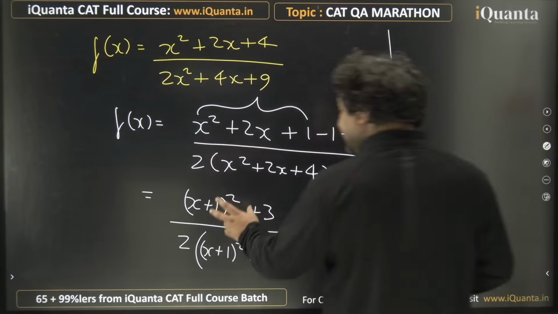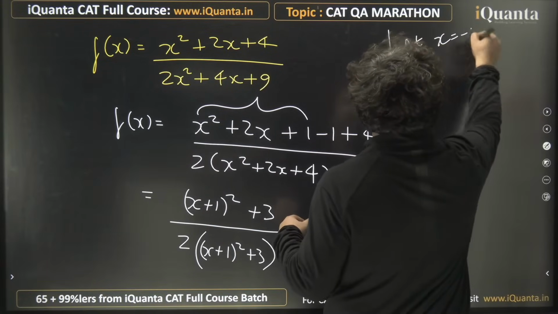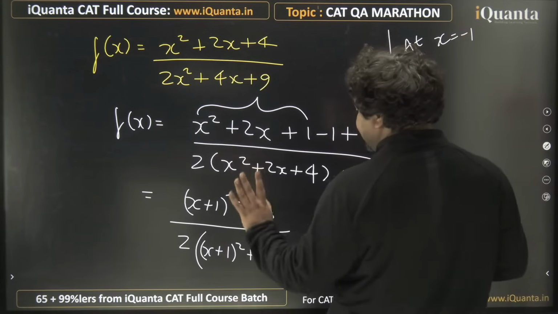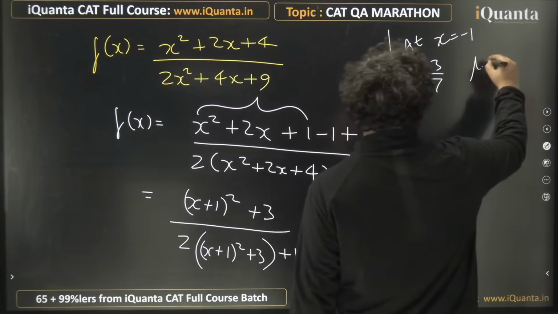So as you can see, this is a perfect square. To minimize it, at max I can just make it 0. So at x equal to -1, this becomes 3 by 7, and that becomes the minimum value.